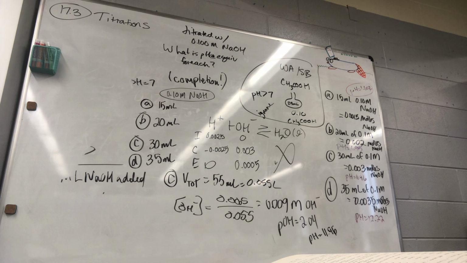Wait, what's the extra step? It goes 0.002 for H. So that one becomes 0 and this one becomes 0.001. Right. So then you divide by 0.06. 60 milliliters is 0.06 liters. Yes, that's where your values are.